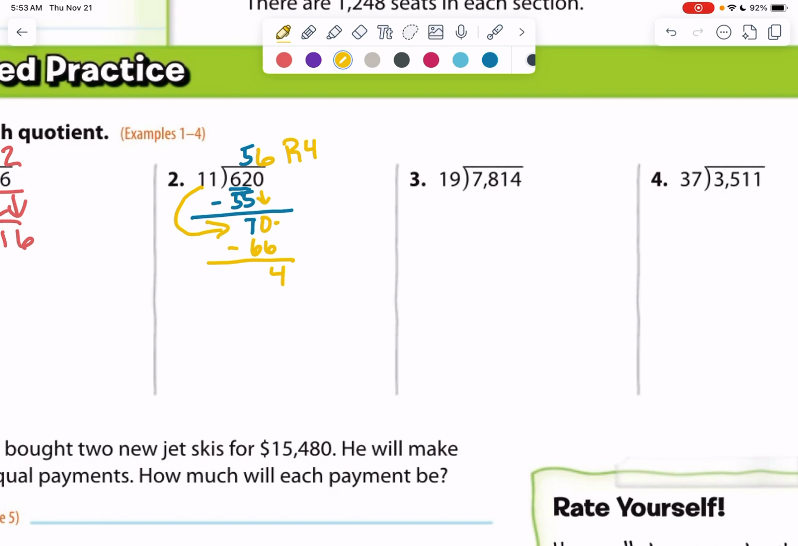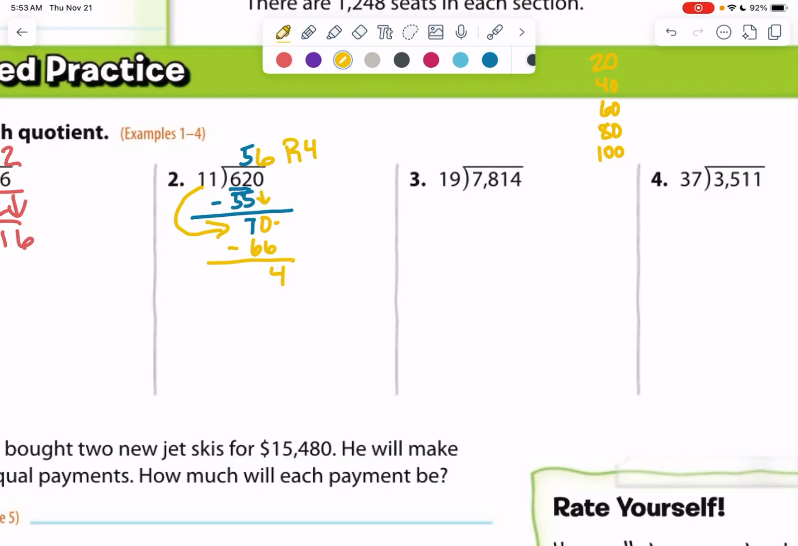Okay? This time we're doing 7,814 divided by 19. I'm going to be uncomfortable with skip counting by 19, so I'm going to estimate that to 20 and skip count by 20s. 20, 40, 60, 80, 100. Okay, so do we get that idea?